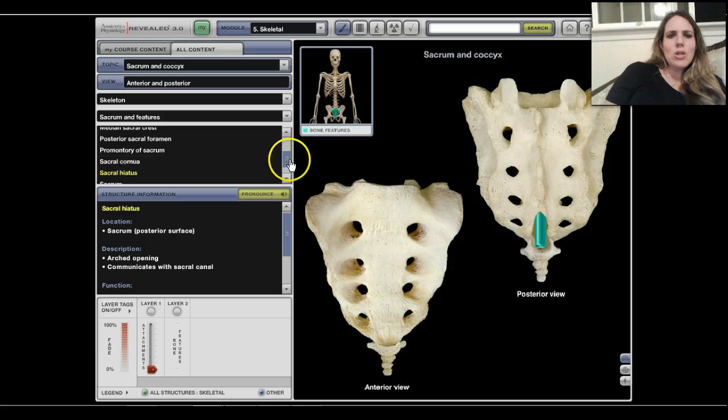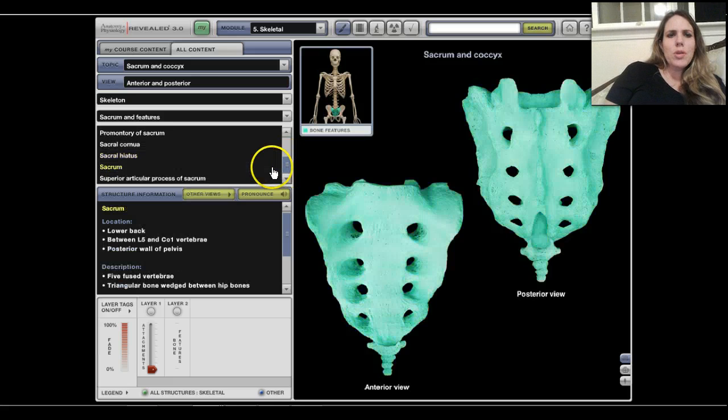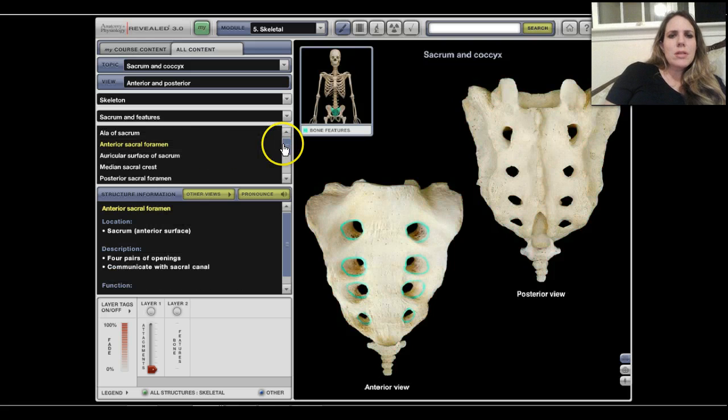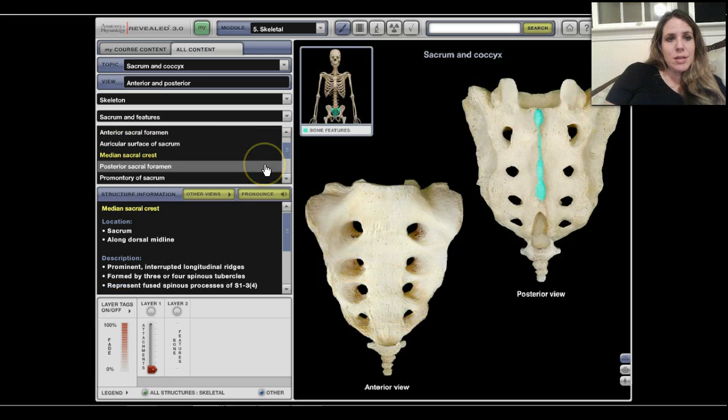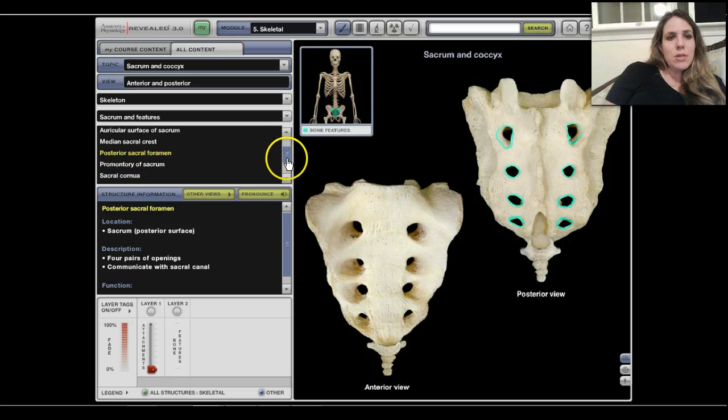Now let's start looking up some more. So the whole thing is your sacrum. Let's just go down here. So we went through these two, the ala and the auricular surface. We already said that's your anterior foramen of the sacrum. And that was your medial sacral crest. And those are your posterior sacral foramen.